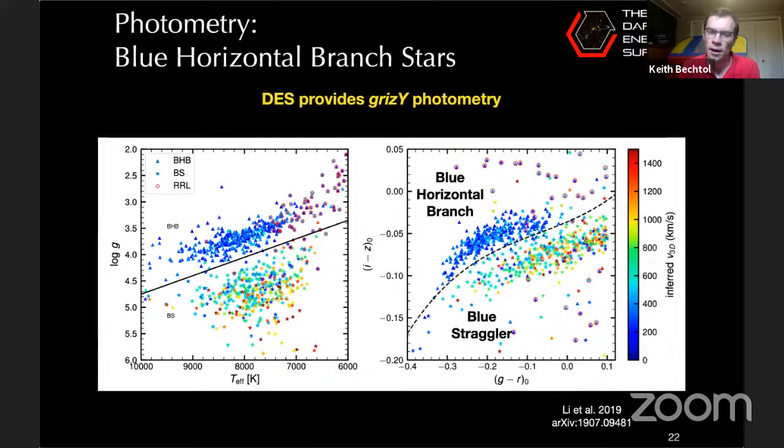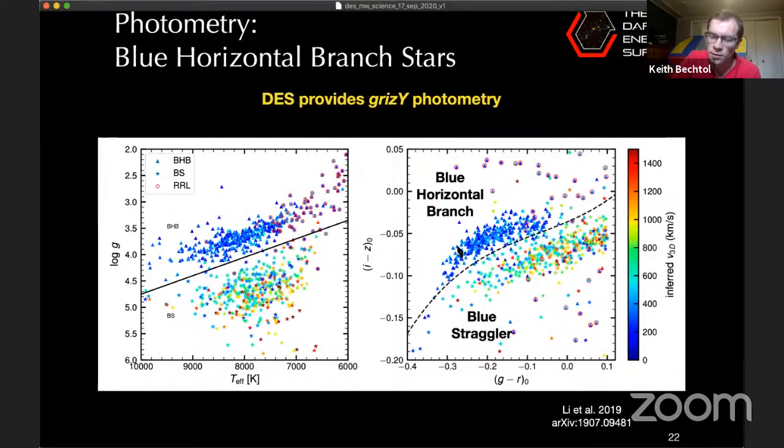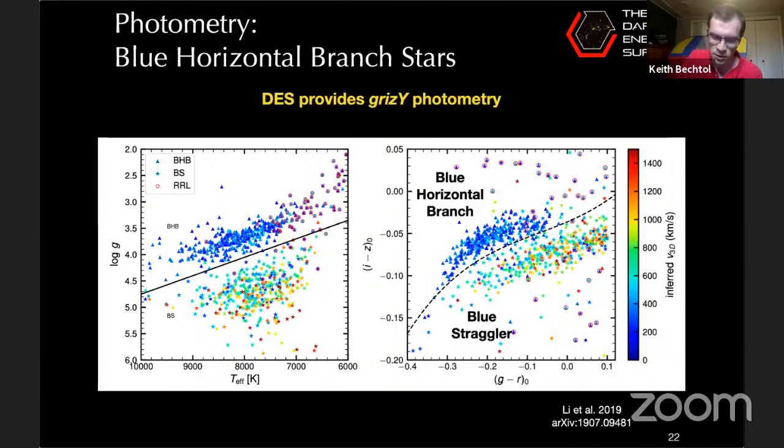In addition, you can do analyses where you can separate out different types of stellar populations. So for example, blue horizontal branch stars and blue straggler stars have similar colors, but they have different surface gravity. So they're quite different types of stars. And with the DES photometry, you can actually clearly separate out these two distinct populations. This is just an example of what this photometry buys you in terms of the science that becomes accessible.